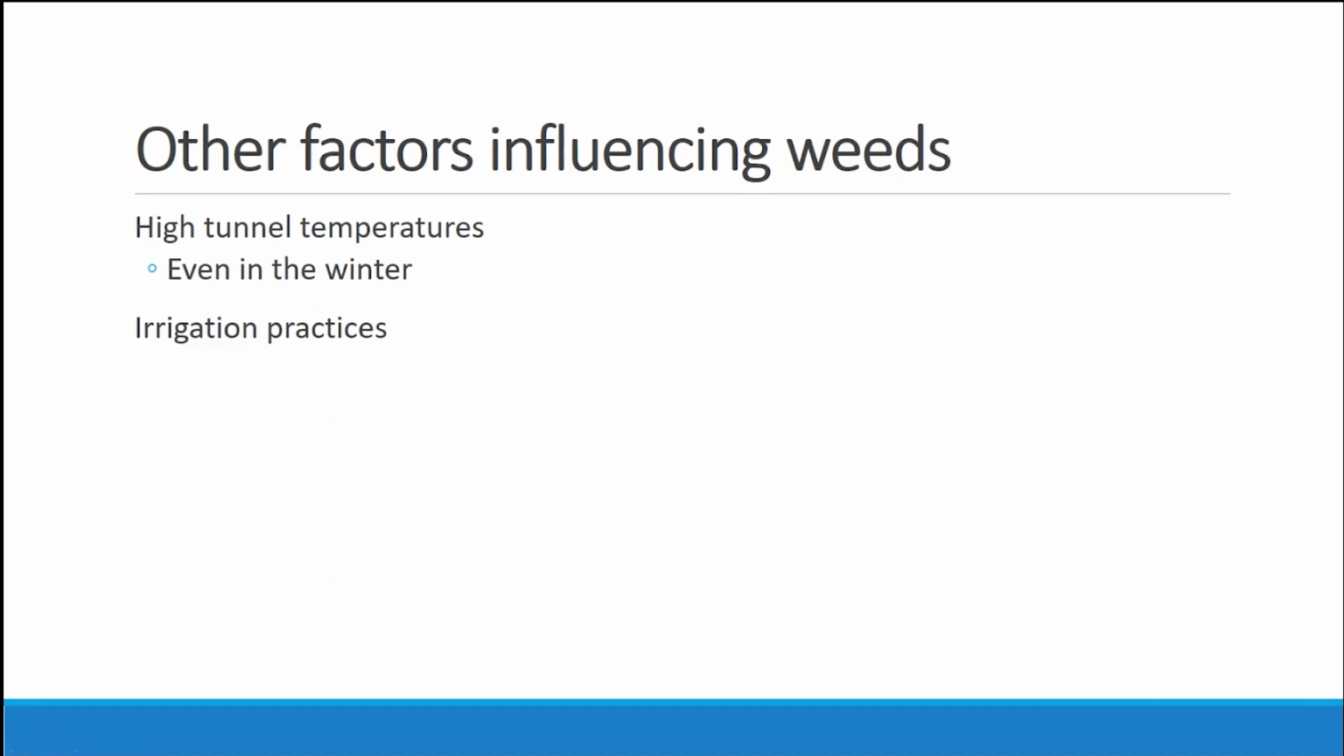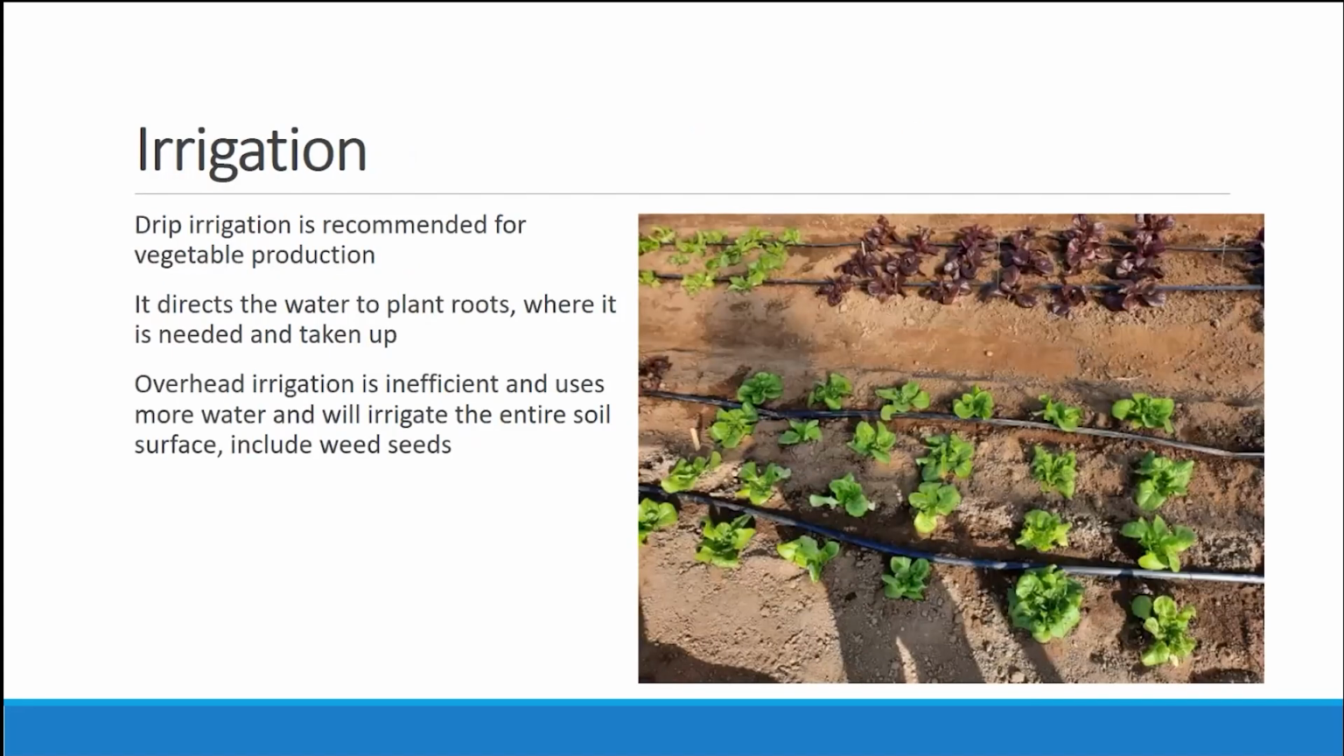So high tunnel temperatures, even in the winter, are going to influence the weeds, and then the irrigation practices. For those of you who attended the webinar last week, I did talk about drip irrigation, but I'm just going to circle back to that. This is also a weed management strategy, right? It directs the water to plant roots where you want it to be. Overhead irrigation is not only inefficient and uses more water, it will irrigate the entire soil surface, including wherever there are weeds, right? So something to keep in mind. That's another reason to utilize drip irrigation.